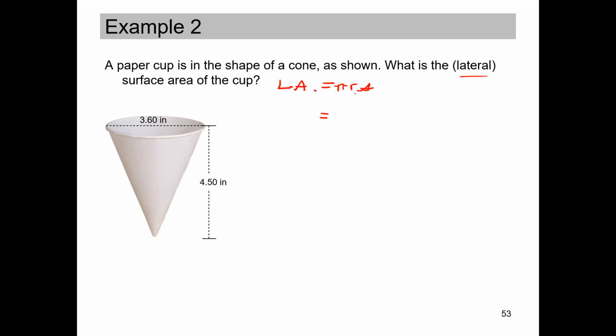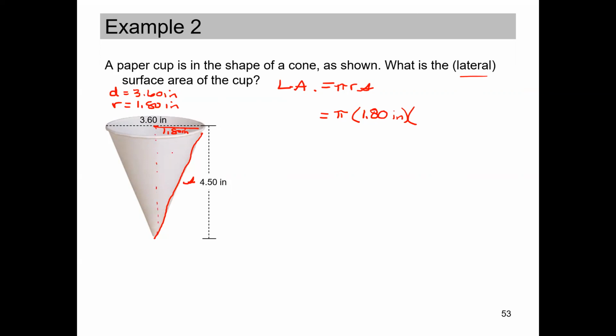All right, so I'm going to need my radius. Well, I don't have it, but I can certainly find it. I said that our diameter was 3.60 inches. So our radius would be half that, which would be 1.80 inches. So from here to here would be 1.80 inches. And then our s, remember, is the slant. So this right here, the 4.5 is the height, but I want that s.